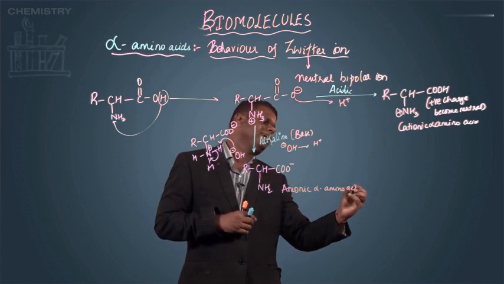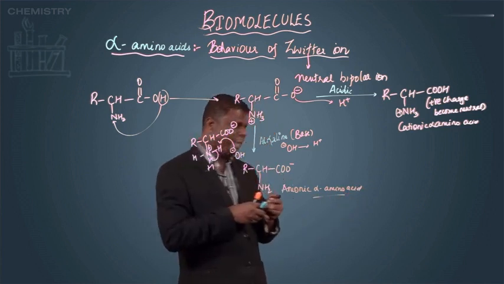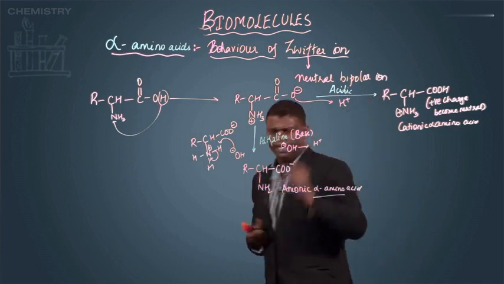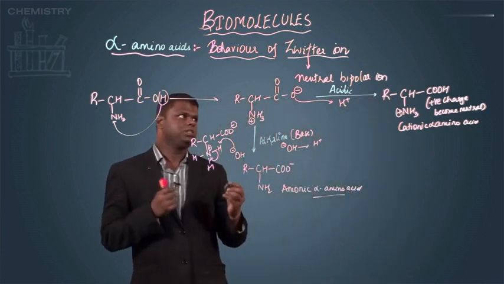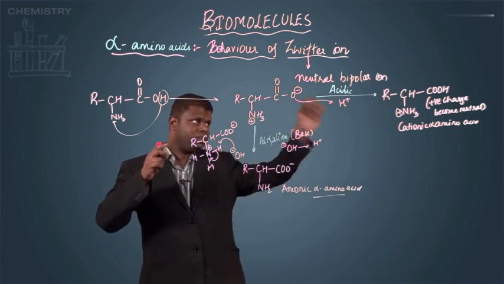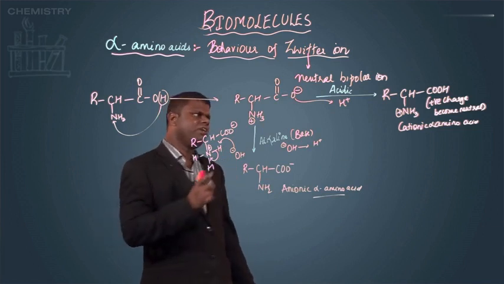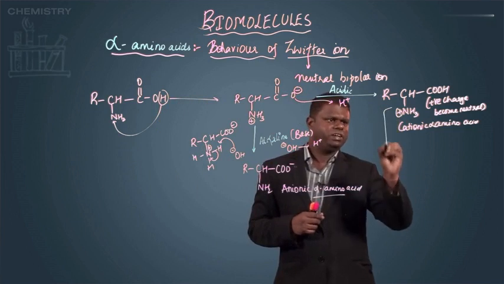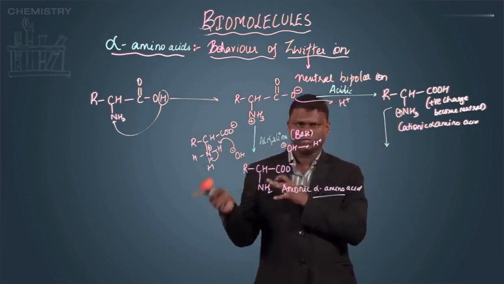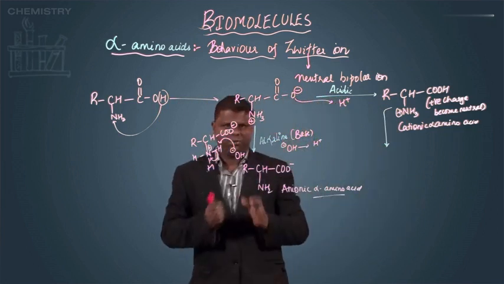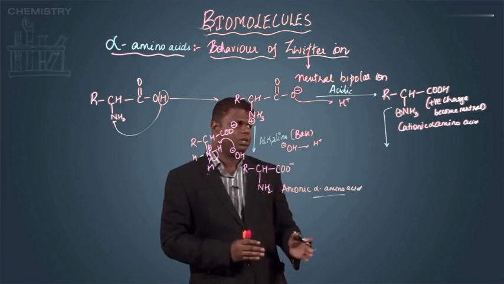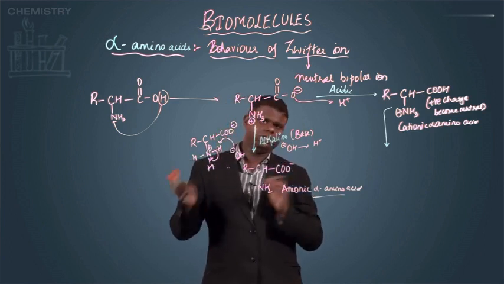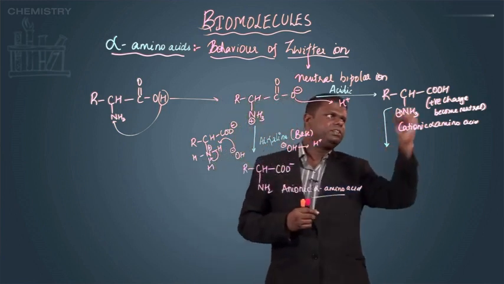Okay, so the zwitterion would exist in the form of a cation in acidic media and an anion in basic media. So this was about the behavior of the zwitterion. Now let's say if you have the cationic amino acid, and you just put it into a solution, and then you have two electrodes, a cathode and an anode. As you might know, the cathode is negative and the anode is positive, right? So this is a cation.